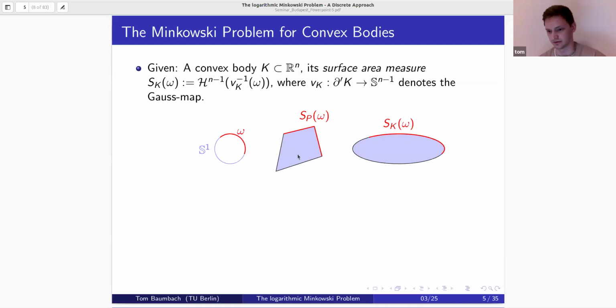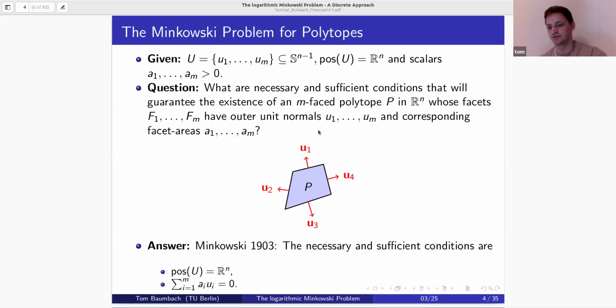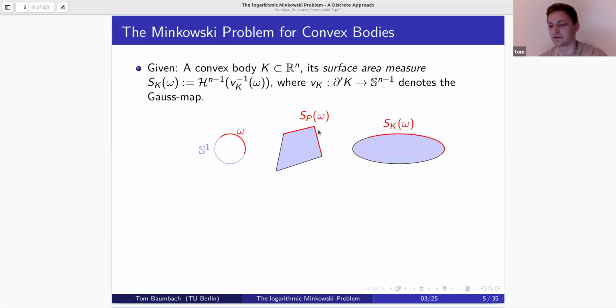And now we want to know what the surface area measure of omega is. First, we look at the polytope. In order to get that, we look at which outer unit normal vectors of the polytope are contained in omega. If we go back a few slides, we see that only u1 and u4 are contained in omega. So only these facets contribute to the surface area measure, and the surface area measure gives the length of these facets.